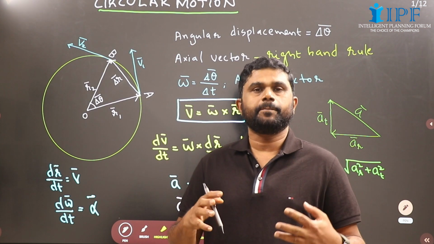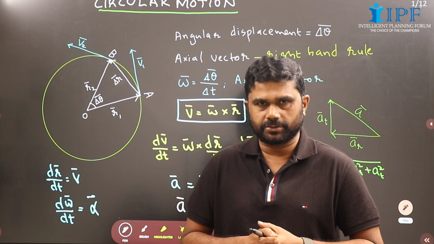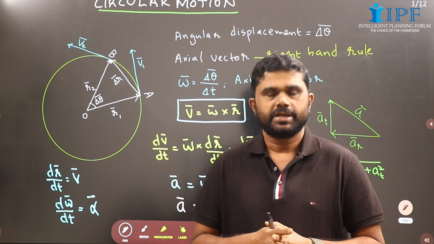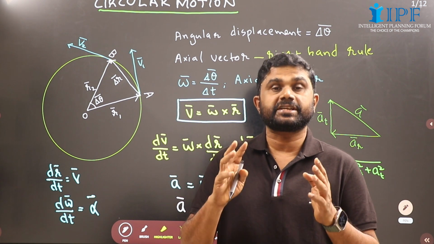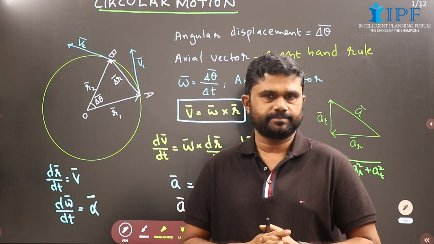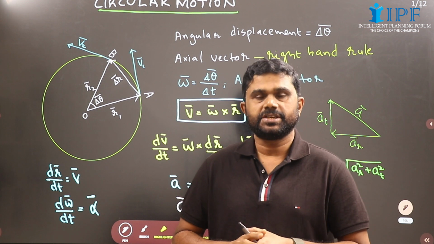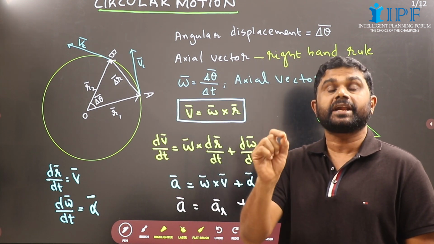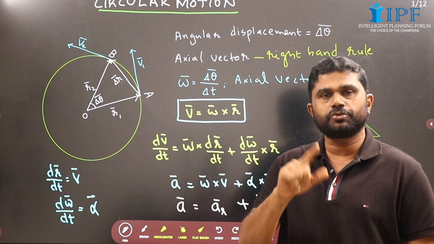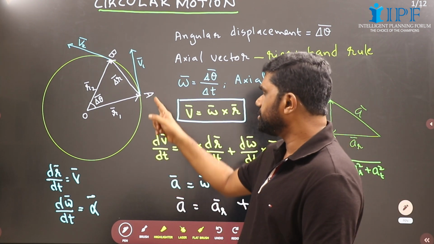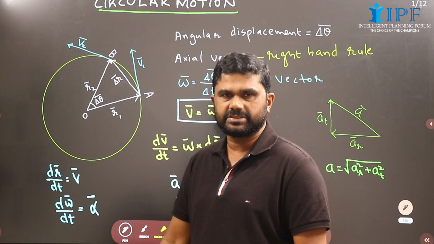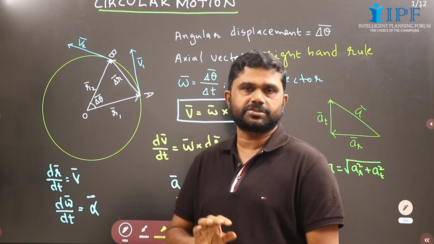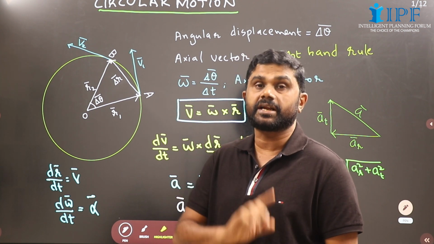When a body is moving in a circular path, the velocity of the body at any point on the circle is directed along the tangent to the circle at that point. Now, what is a tangent? If you want to draw the tangent at any point on the circle, draw the radius at that point. How do you draw the radius? You simply join that point to the center of the circle. That will be the radius at that point. If you draw a perpendicular to the radius, that will be the tangent to the circle at that point.